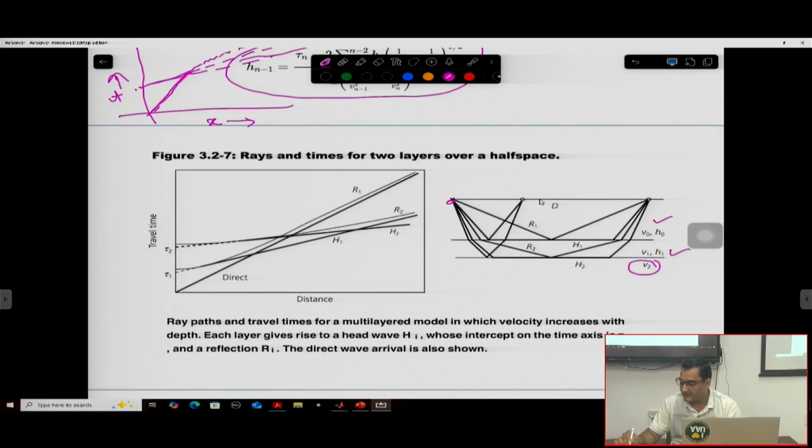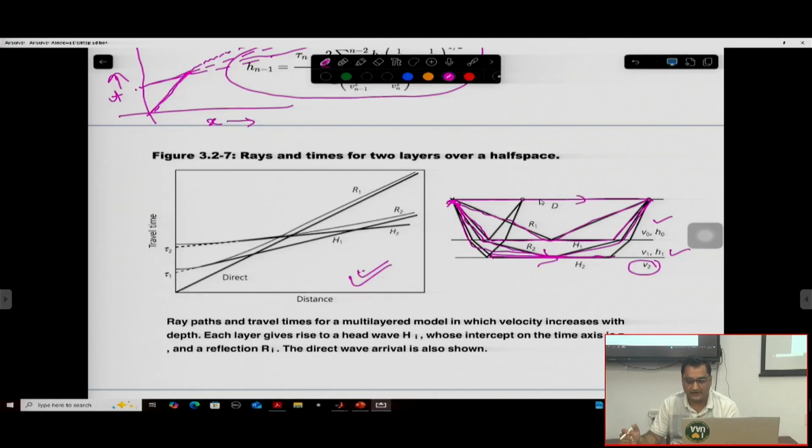For the first layer, the reflection will happen, and also there will be some energy traveling along the interface as a head wave, and there will be a direct wave also. The same will happen for the second interface: the reflection might happen like this, and then you will have the head wave traveling along the interface. So when you record this section, your seismic section or travel time curve may look something like this.